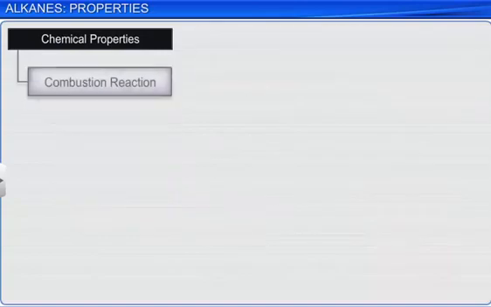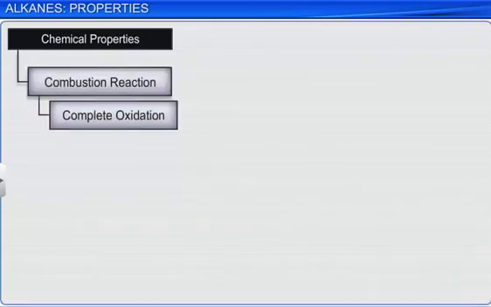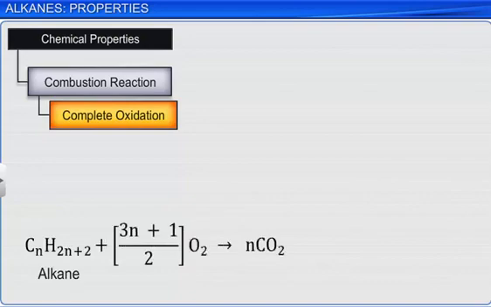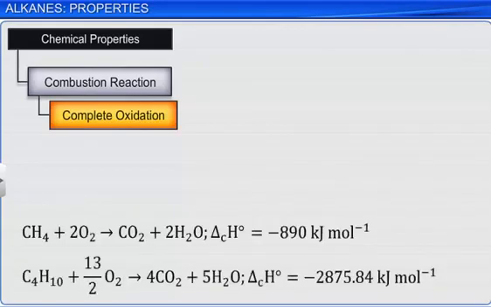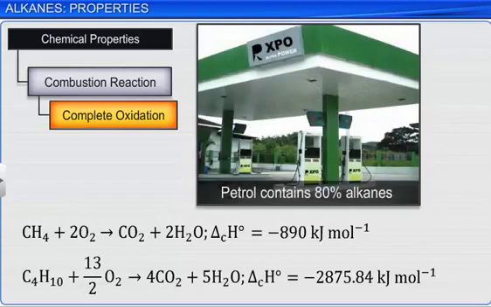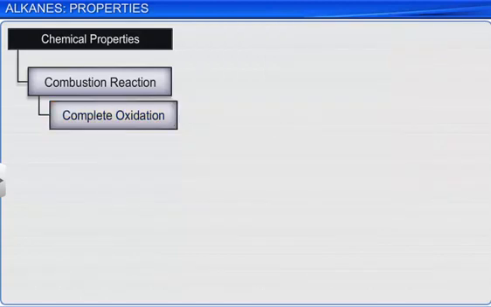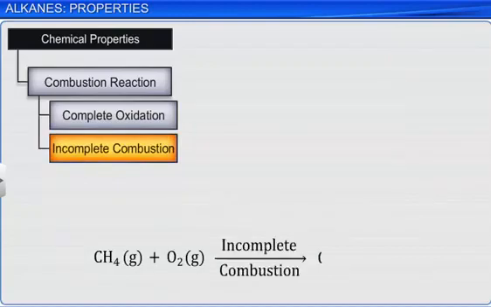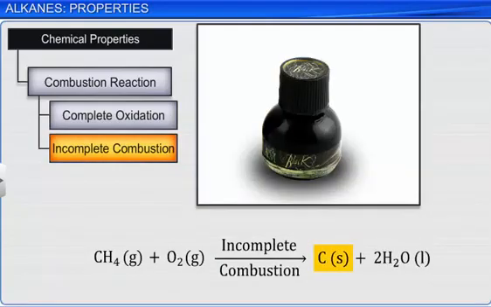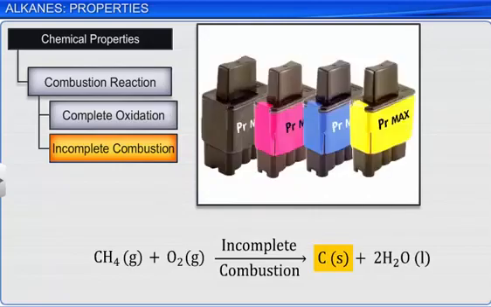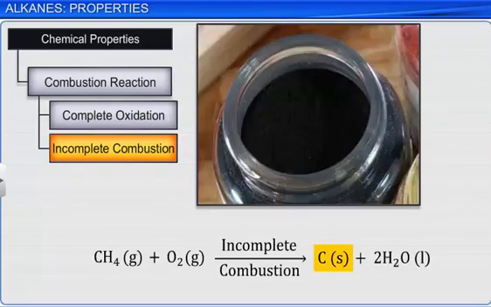Now let's understand the combustion reaction of alkanes. On heating in the presence of air or dioxygen, alkanes get completely oxidized to carbon dioxide and water along with heat. This is why alkanes are used as fuels. When alkanes undergo incomplete combustion, they form carbon black. It is used in the manufacturing of ink, printer ink, black pigments, and as filters.